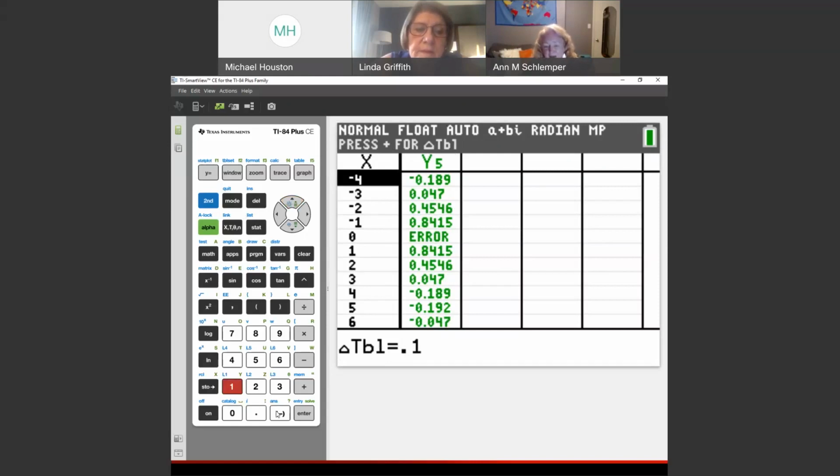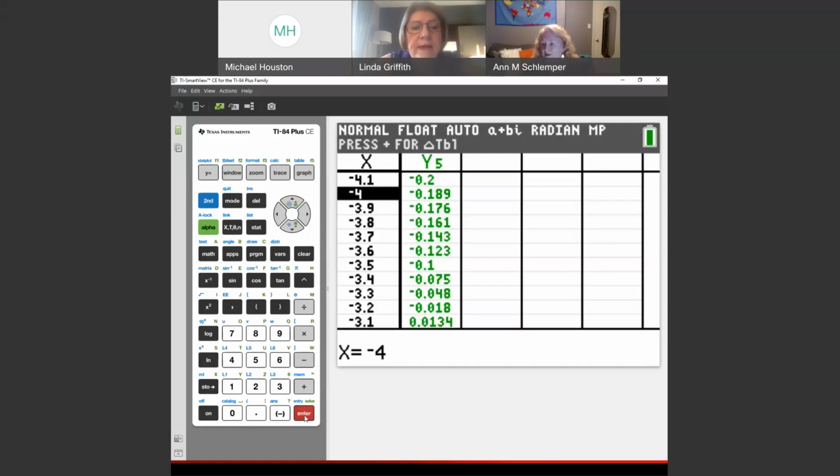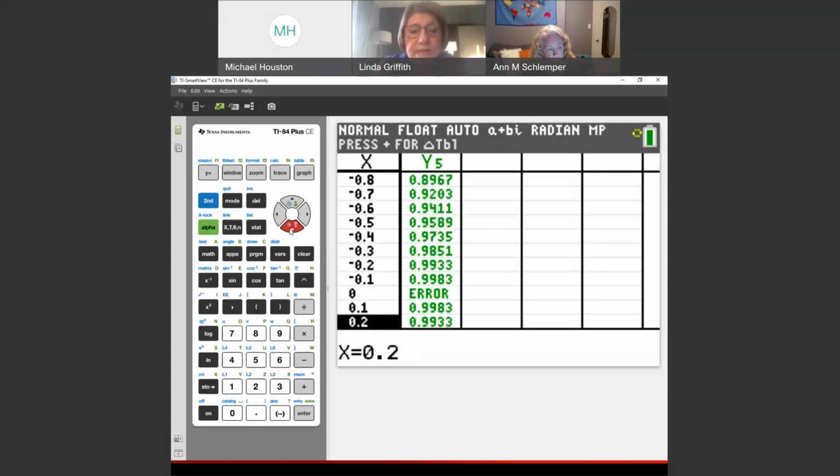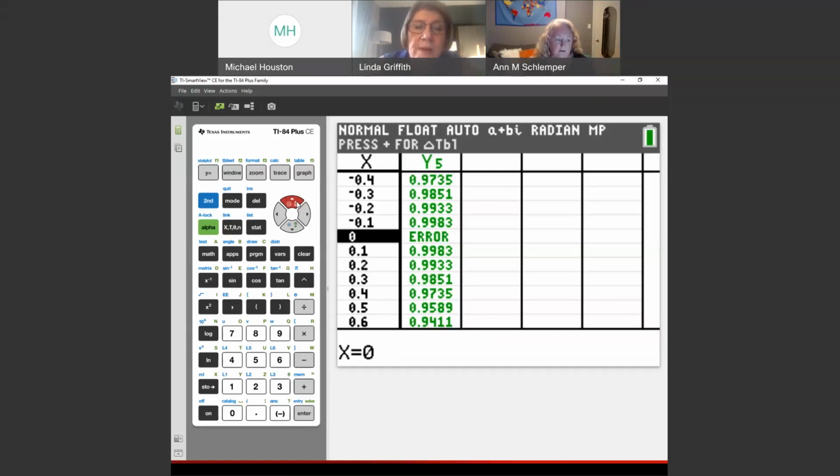You want to talk about the math here? Yes. So you're starting to get to that epsilon delta idea. We're incrementing our x's by 1/10, and we can now see that at negative 1/10, we're at 0.9938, and at positive 1/10, so we're really close to 1 there. Now, if you want to go back and do your little trick again, where you press plus for your delta table and change it to 1/100.